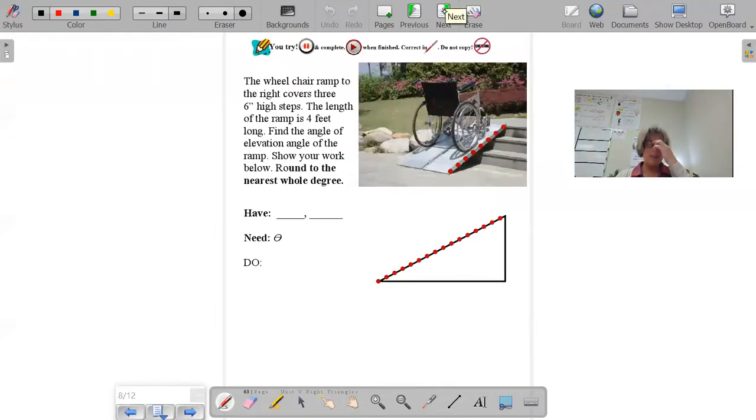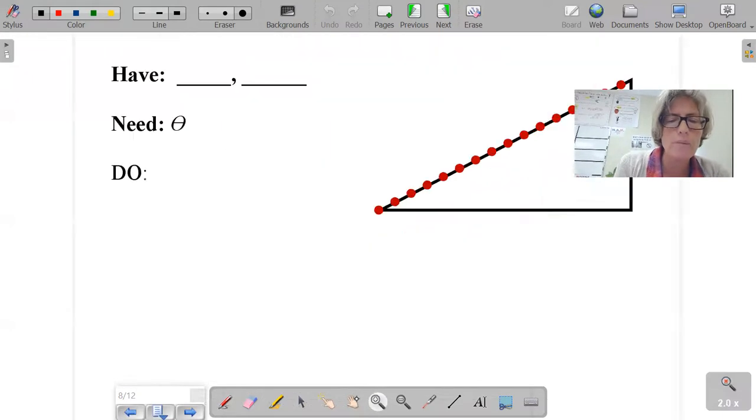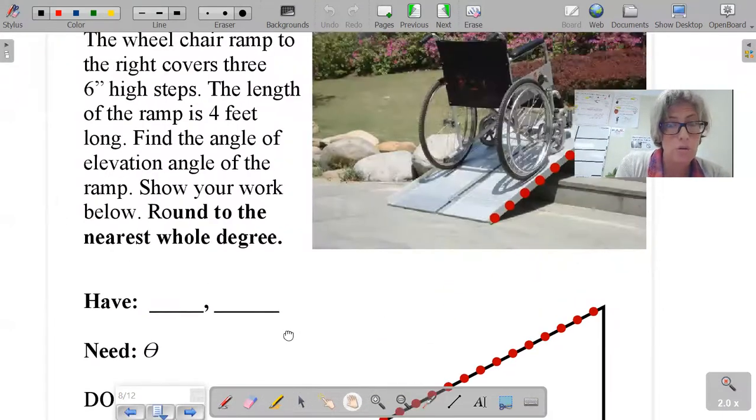Last problem, pause the video, do this one on your own, and then restart and check. Pause the video. Welcome back. Students, super important that you're actually pausing the video and trying this on your own and not just copying.